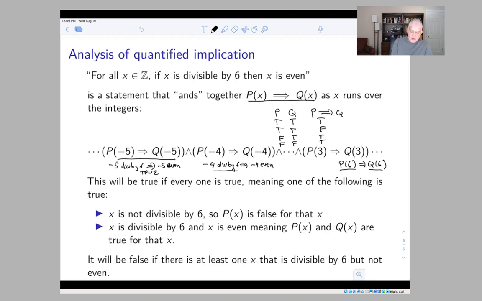So putting this for all quantifier in here basically says, even though it's a statement about all these implications, the only ones that are really interesting, the only ones where there's something actually about x, about q, are the ones where the hypothesis is true. And this statement's going to be false if somewhere in this infinitely long list of ands, one of the statements is false. And that can only happen if you can find an x which is divisible by 6 but is not even. And of course you can't. So that statement, the implication with the for all quantifier, is true.